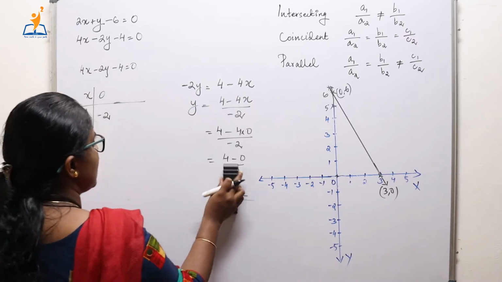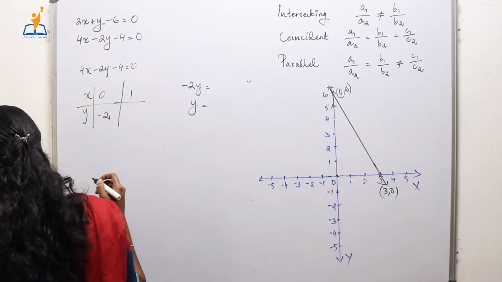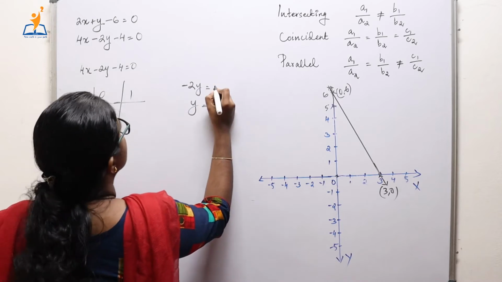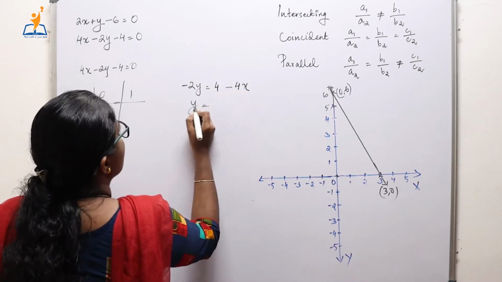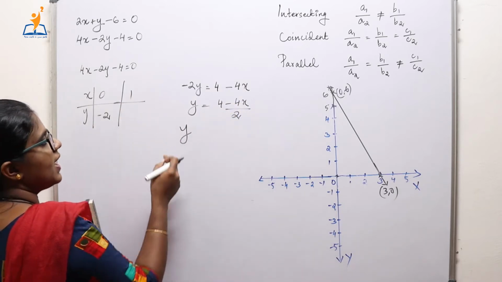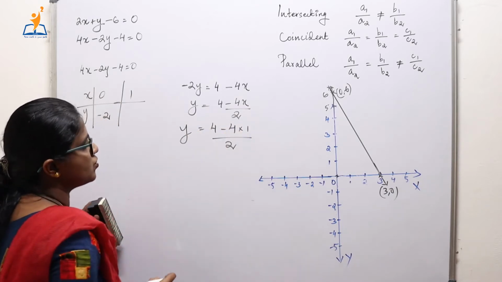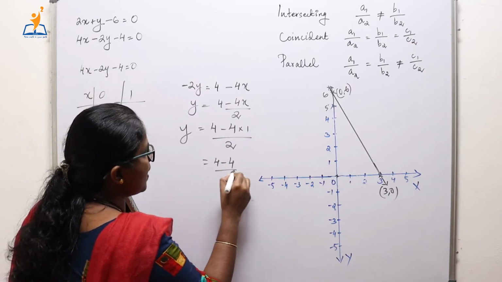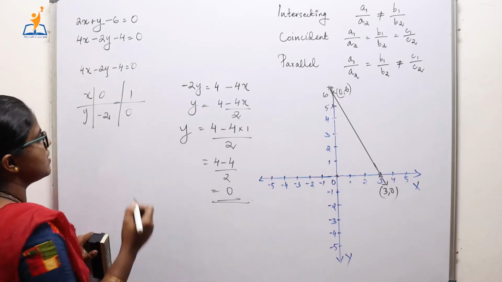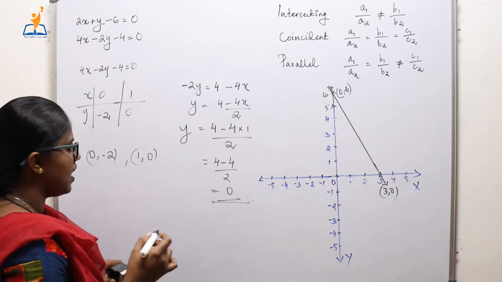Now we can put another value for x, and let's put x is equal to 1. When x is equal to 1, we know that minus 2y is 4 minus 4x and y is (4 minus 4x) by minus 2. So when x is equal to 1, we have y is equal to (4 minus 4 into 1) divided by minus 2. That is 4 minus 4 by minus 2, that is 0. So when x is equal to 1, we have y is equal to 0. So we got 2 points, that is (0, minus 2) and (1, 0) as the solution.